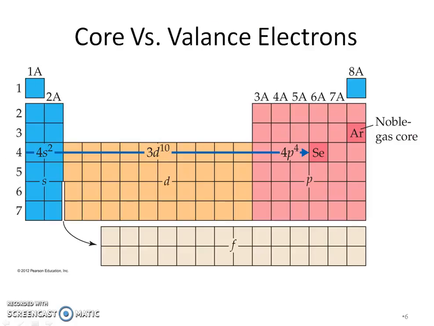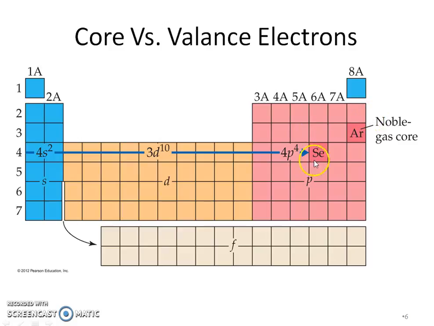So again, there's a difference between your core versus your valence electrons. Your core electrons, I always like to say it's like the inside of your apple, right? Inside of your apple is like a core. That's what it's called, right? So those electrons are on the inside, versus your valence electrons, which are the guys on the outside.